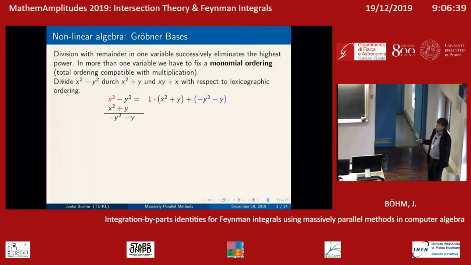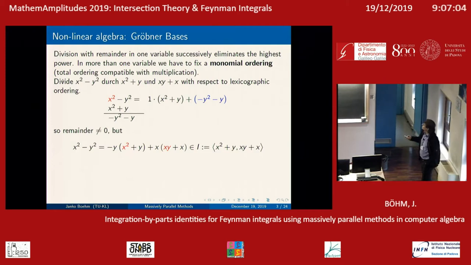Say I take this polynomial divided by these two here. Then I will see that the division will finish with this remainder, and that would, you would think, imply that you can't write that thing as a linear combination of these two polynomials. However, you can. The ideal generated by these two polynomials contains that polynomial, and that is a flaw of the generating system of the ideal.